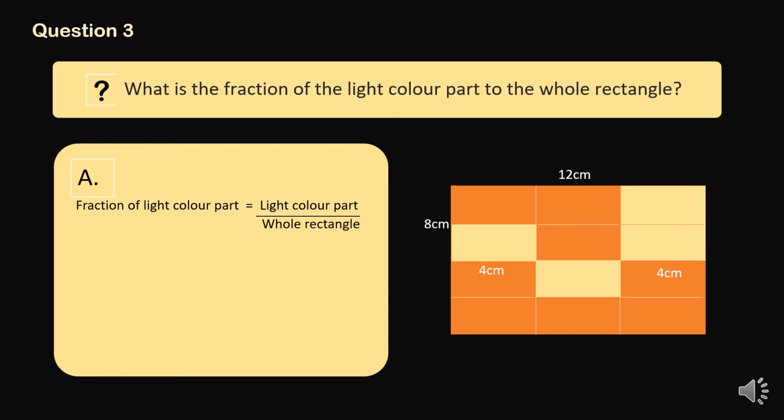Now I should be able to find the fraction of the light colored part easily by dividing the number of sections of light colored part by the number of sections of the whole rectangle. This means the fraction of light colored part equals 4 divided by 12, and that's because I have 4 sections in light color and 12 sections in total in my whole rectangle. 4 divided by 12 equals 1/3.